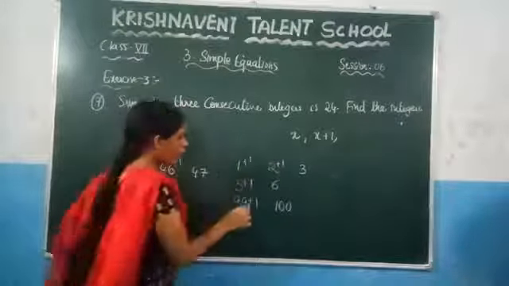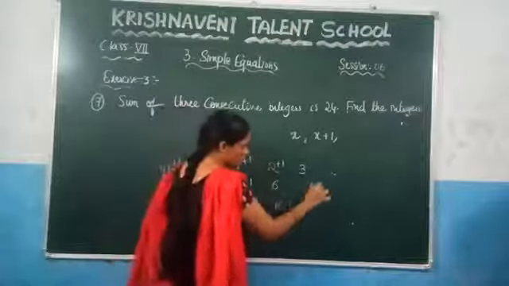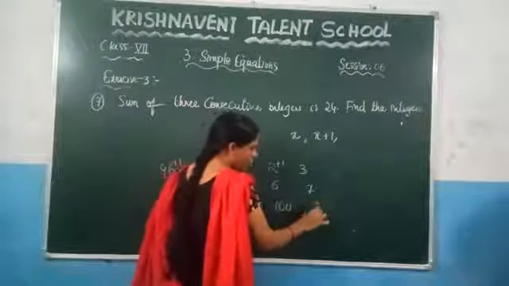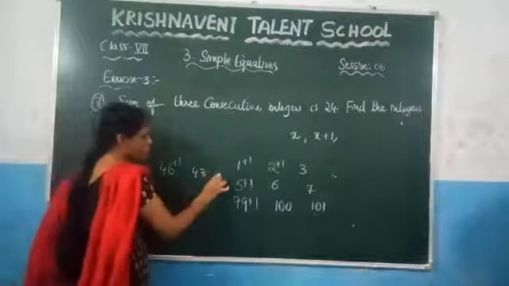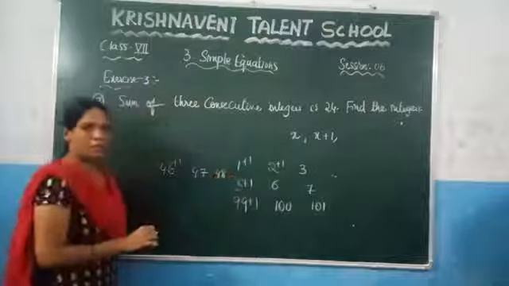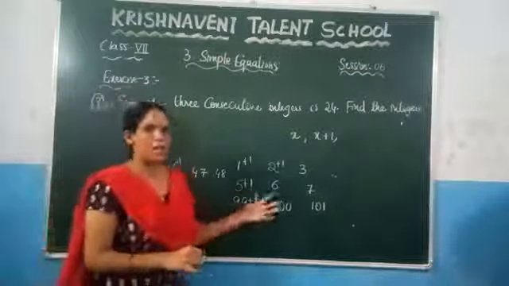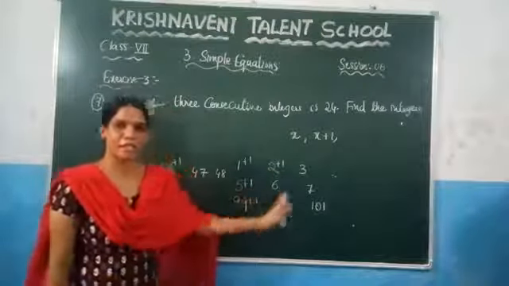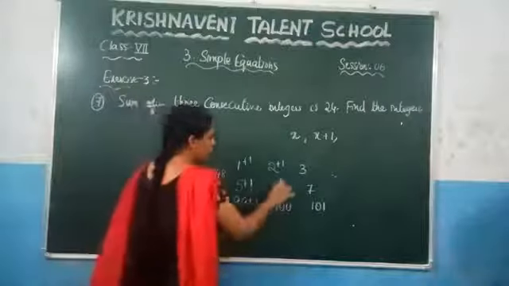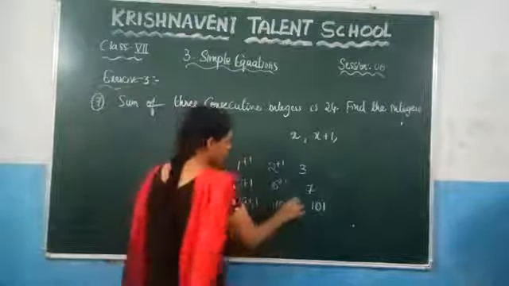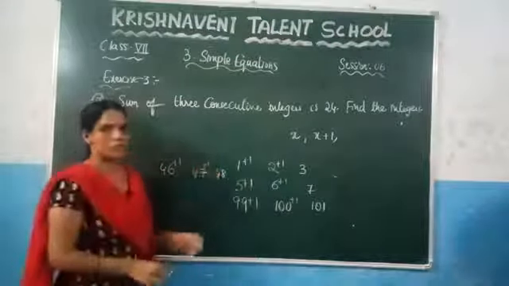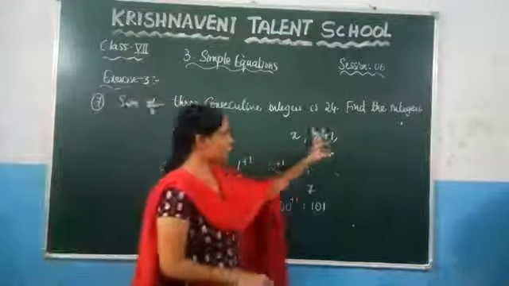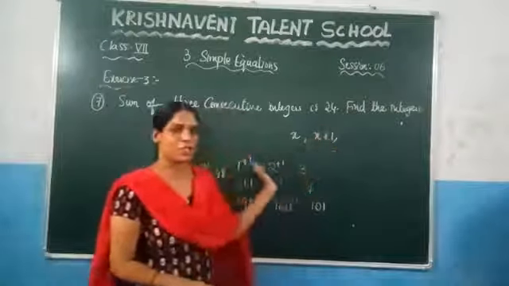Similarly, what is the consecutive number of 6? Which is 7. What is the consecutive number of 100? Which is 101. And what is the consecutive number of 47? Which is 48. Here 6 plus 1 gives you 7, 100 plus 1 is 101, and 47 plus 1 is 48. So we need to add 1 to this number so that we get the next number.